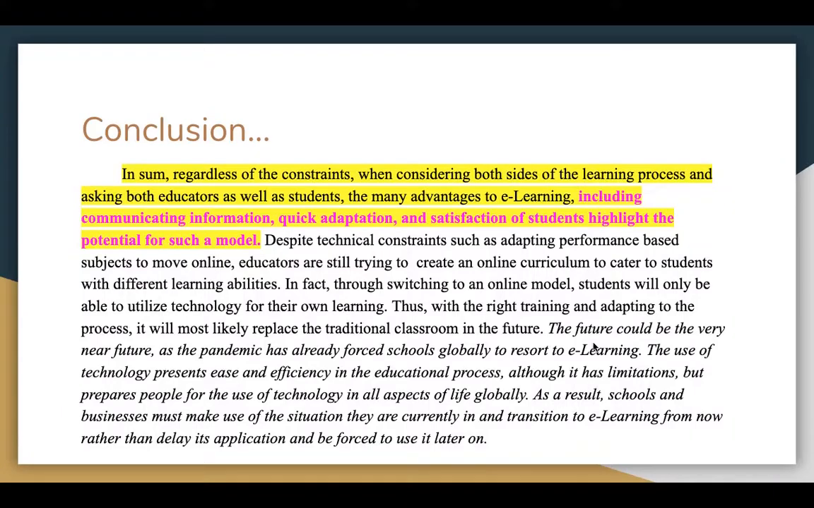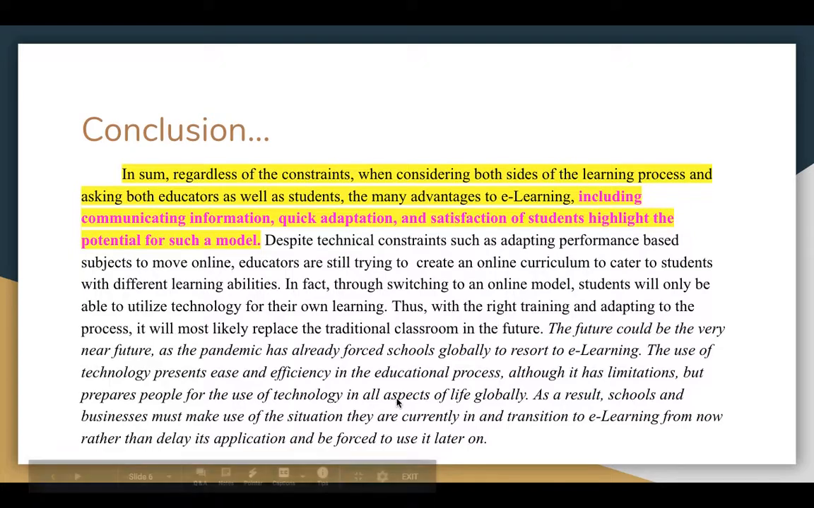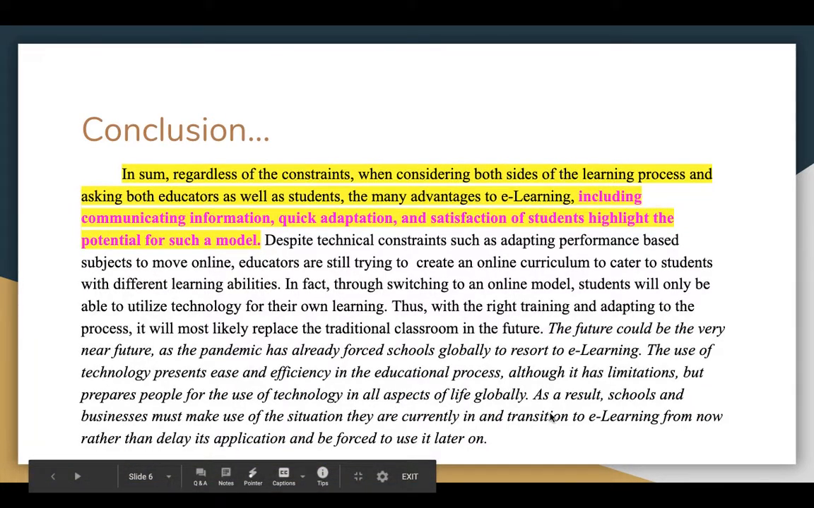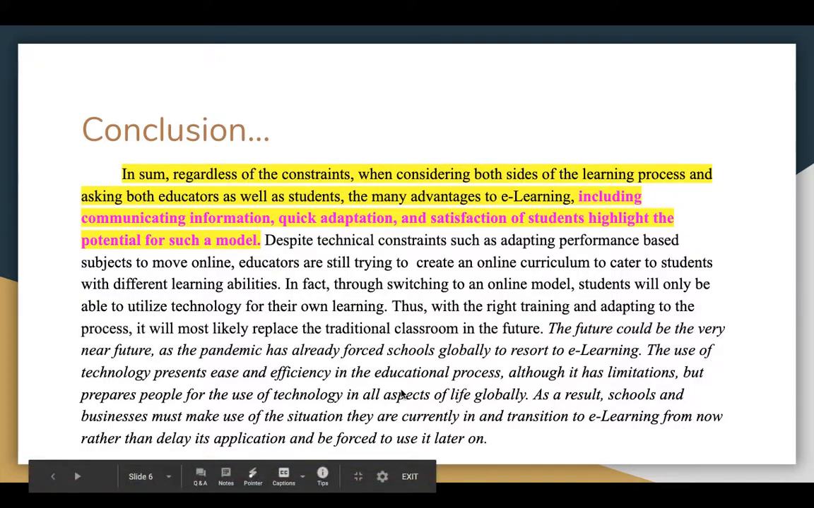And then his takeaway: the future could be the very near future, as the pandemic has already forced schools globally to resort to e-learning. The use of technology presents the ease and efficiency in the educational process, although it has limitations, but prepares people for the use of technology in all aspects of life globally. As a result, schools, businesses must make the situation they are currently in and transition to e-learning from now rather than delay its application and be forced to use it later on. Perfect takeaway there. Nice one, Mustafa.